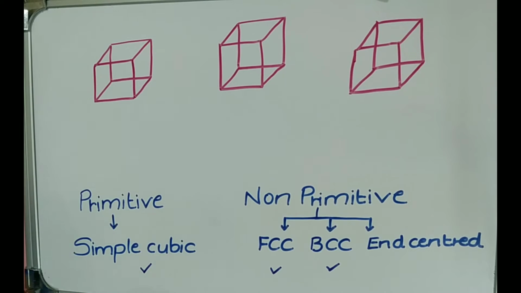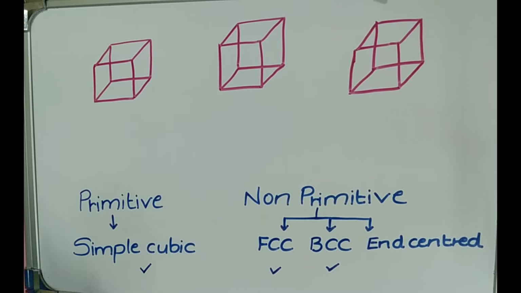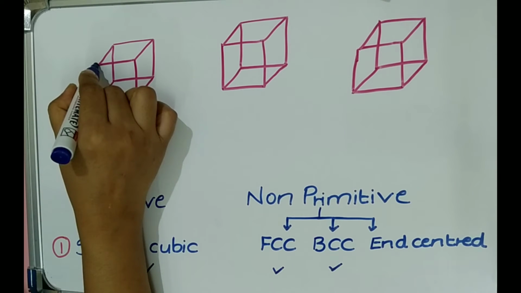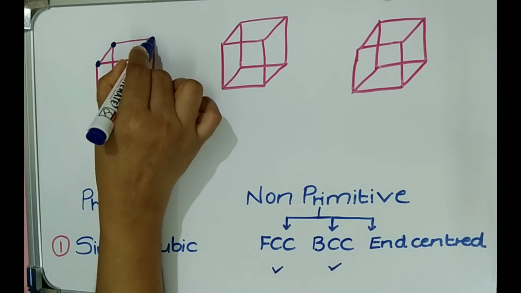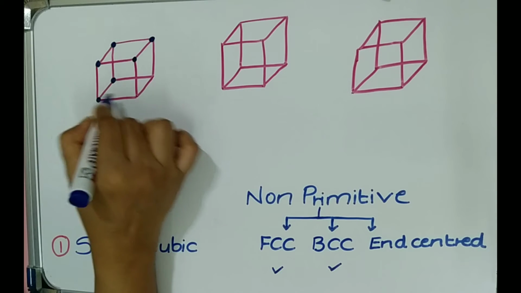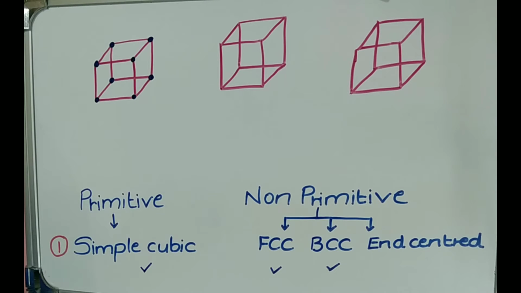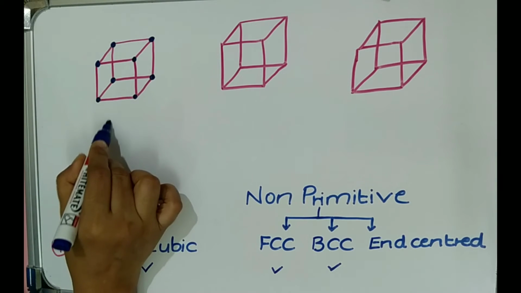How many atoms are present in this? So first we will check for simple cube. For simple cube, the number of atoms present in simple cube means the atoms are present only at the corners. You can see here, correct? It's a cube and the atoms are present only at the corners. So the contribution of each atom will be 1/8.